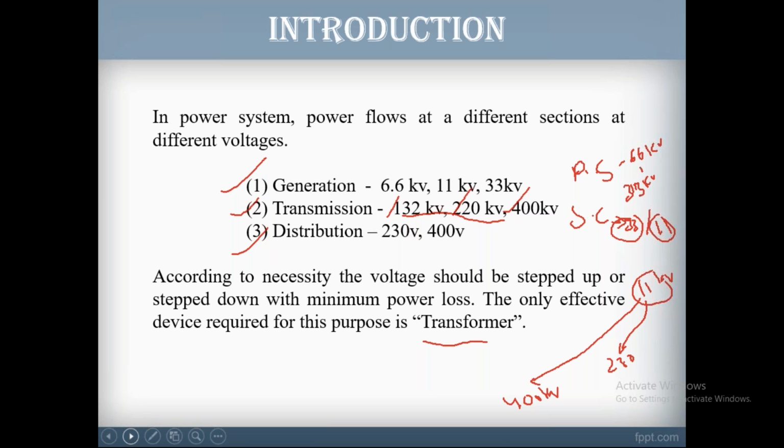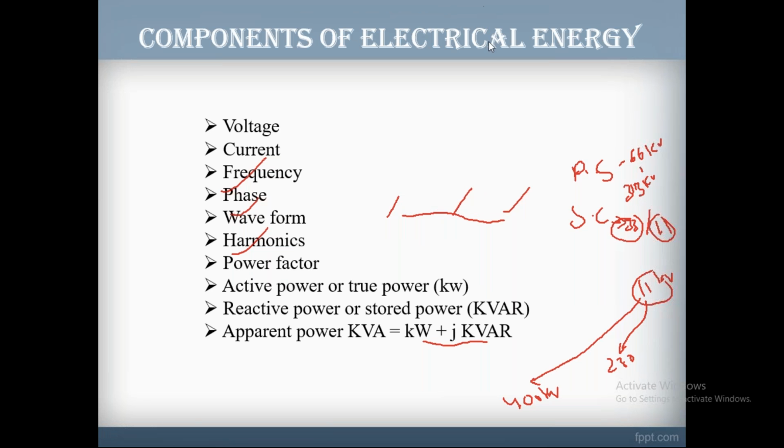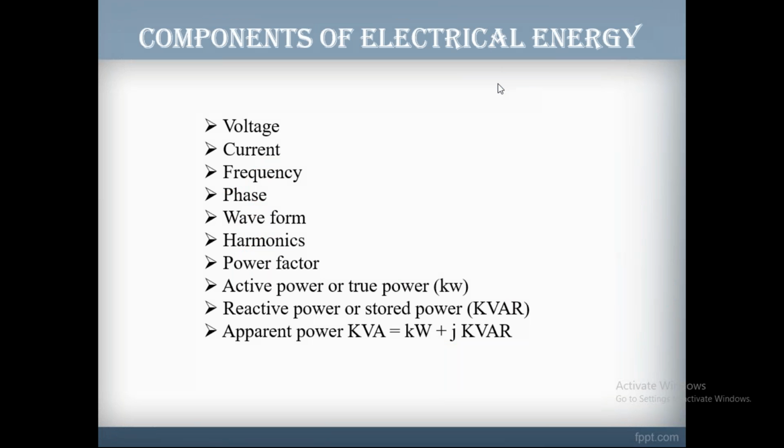Now we'll see what parameters are included in transformers. In the generator and motor, we discussed different parameters like armature, commutator, brushes, field winding, pole shoe, and yoke. These parameters belong to motors and generators. In the case of the transformer, we deal with these parameters: voltage, current, frequency, phase, waveform, harmonics, power factor, active power, which we can call real power, reactive power, and apparent power. These are the parameters and components used to explain the transformer.